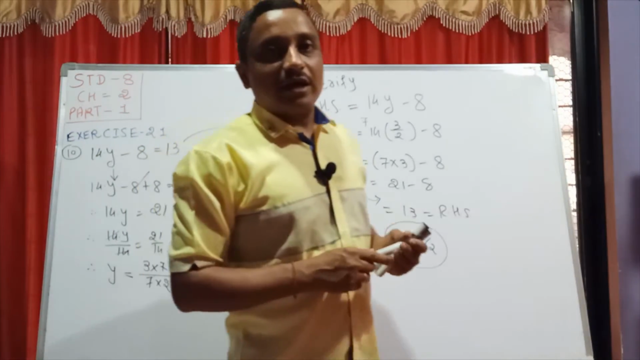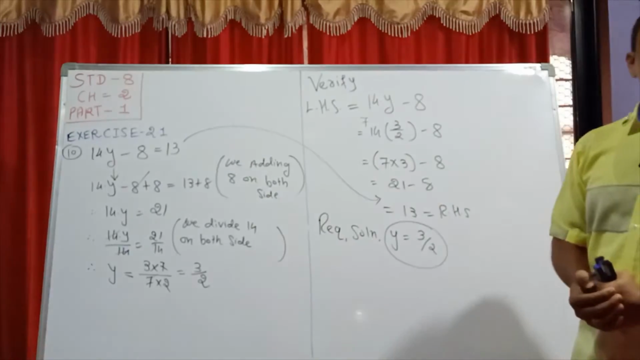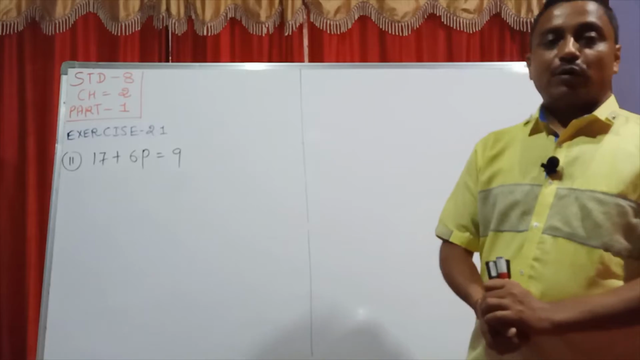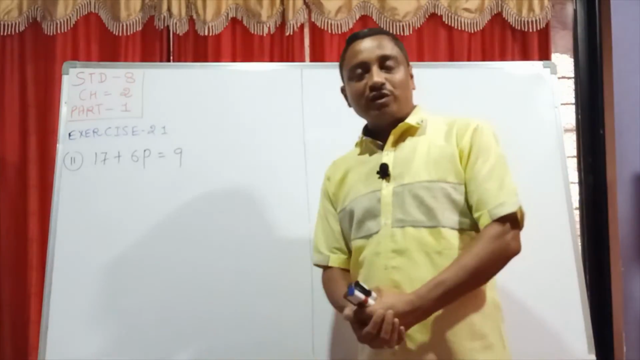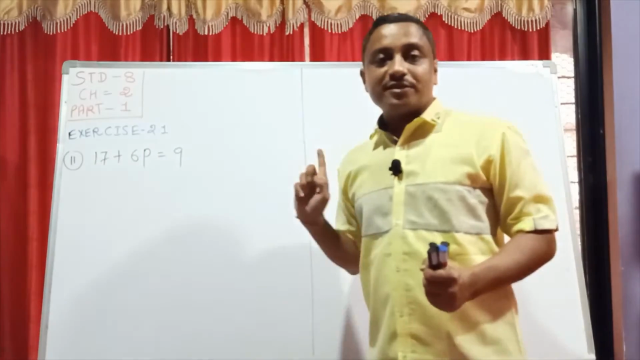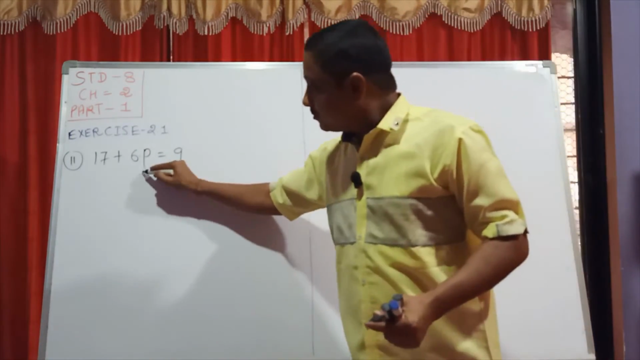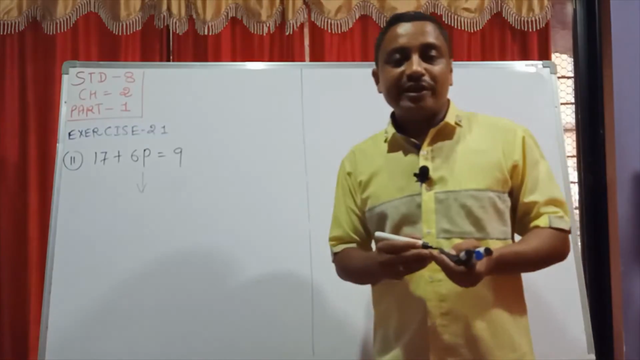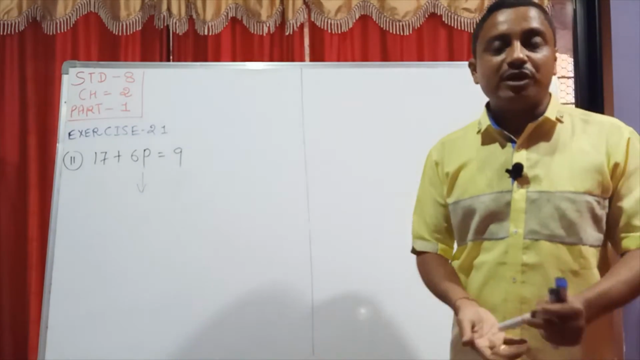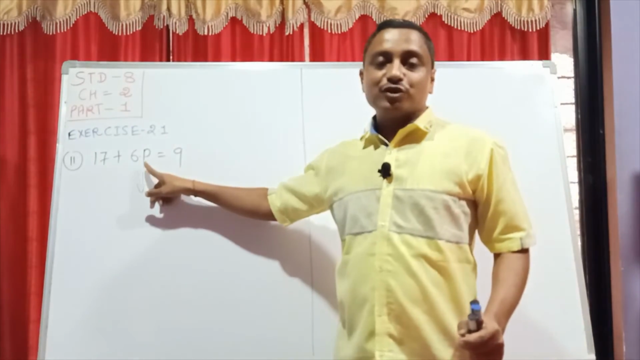And here we are happily done with question number 10 for exercise 2.1. Now continue, students, exercise 2.1 question number 11. In the 11th question, 17 plus 6p is equal to 9. Students, here the variable is p. So don't worry, sometimes variable x is given, y given, z given, or any variable, you find out this p value because p is our variable.